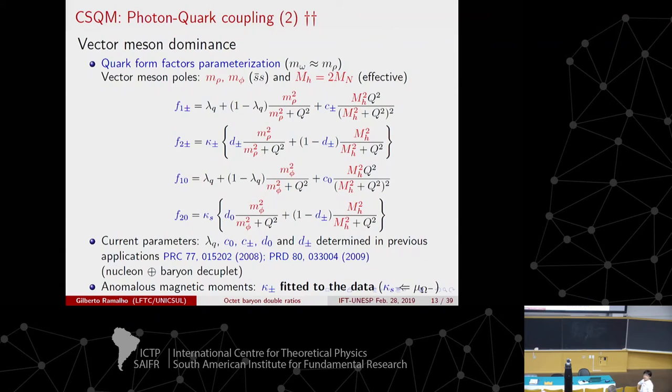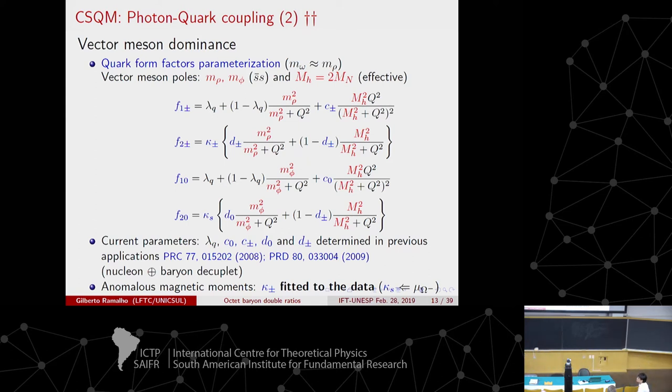Okay, but in principle there is some limitation for the vector meson dominance, right? In general, you should write an infinite series of poles. We say, okay, we are interested in low Q squared with many effective terms. Is this the mass of the rho or the mass of the phi? For all the others, we just consider an effective term with a heavy mass that we fix in most applications as twice the mass of the nucleon. It's like an effective parameterization of the short range.